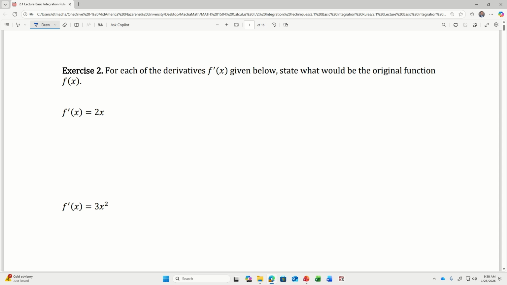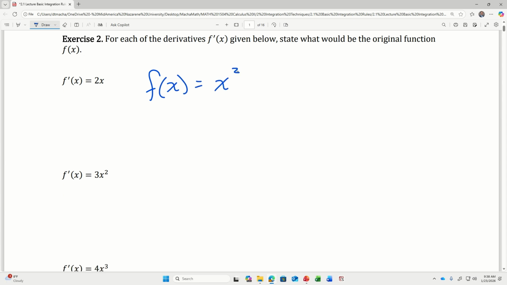For each of the derivatives given below, state what would be the original function. In other words, we're finding antiderivatives, right? If my derivative is 2x, what was the original function? Yeah, that would be x squared.